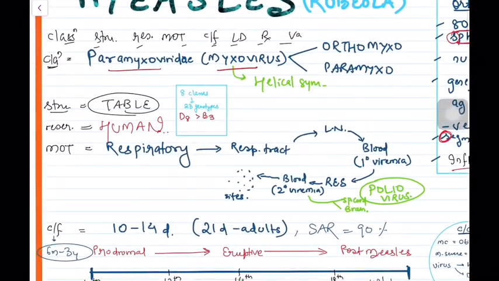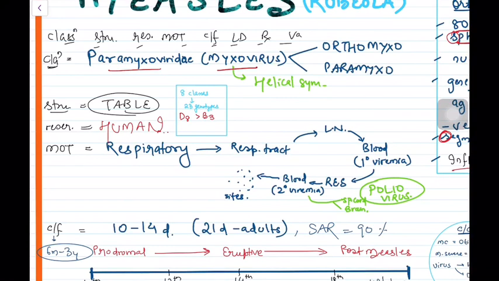The third is reservoir, that is, the only reservoir is human. We will see in some time when we come to the PSM point of view that there are no subclinical cases, there are no carriers. The only source for infection is the case, that is human. So the only reservoir will be human.